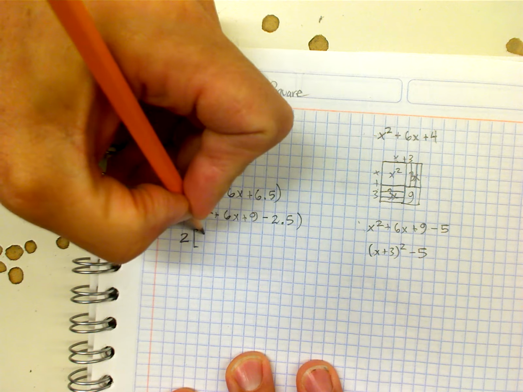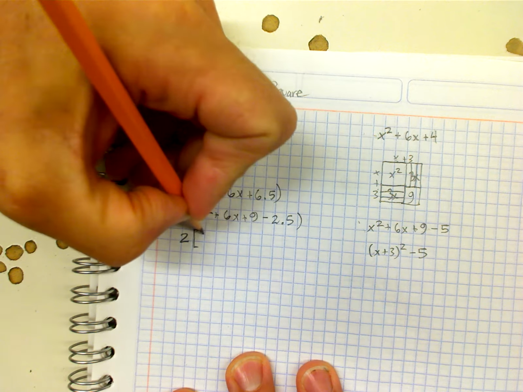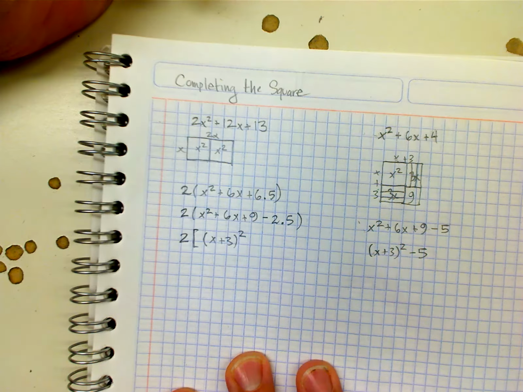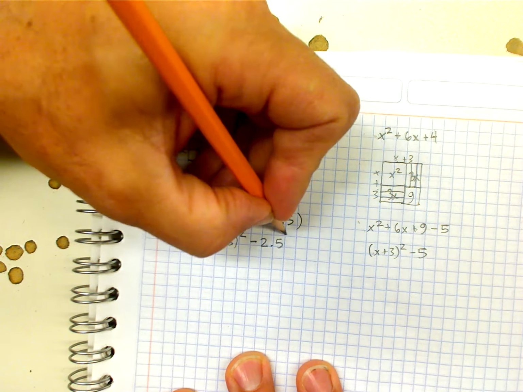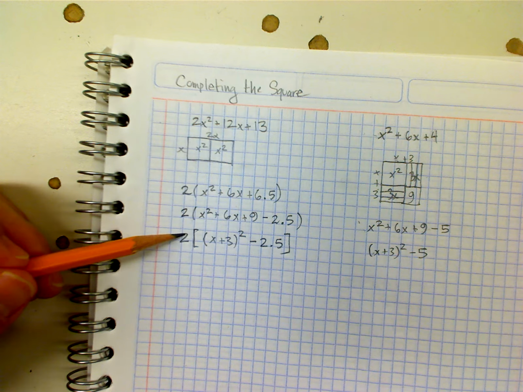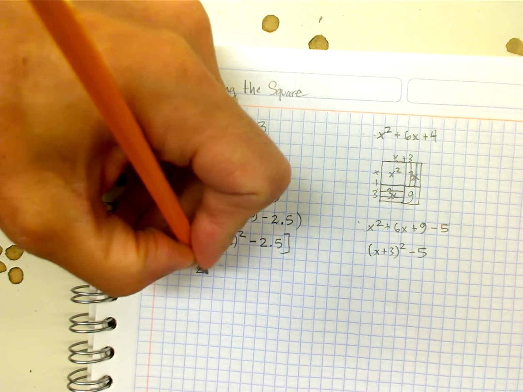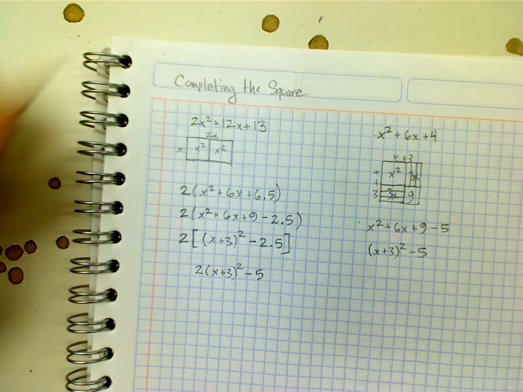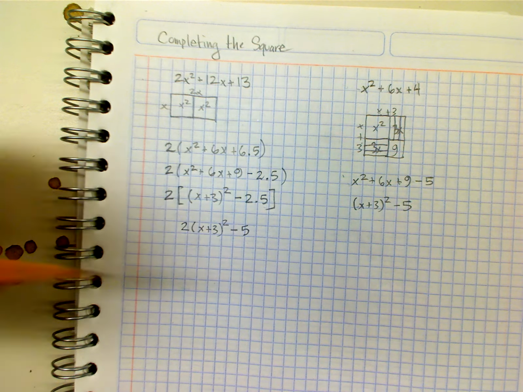This is the perfect square, so I'm introducing this bracket instead of a parentheses, because I want to use my parentheses inside to contain my perfect square, and then I have a minus 2.5. And there, I was easily able to do that. And now I'm going to distribute the 2 back through this expression and just clean it up a little bit. 2 times (x plus 3) squared minus 5, because of the distributive property. And that is the completed square.